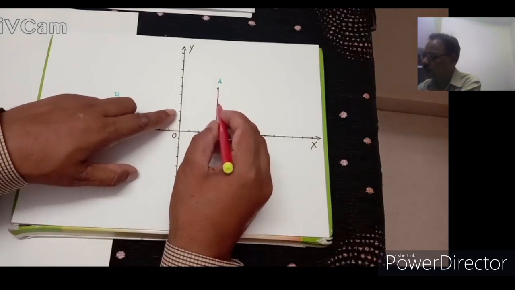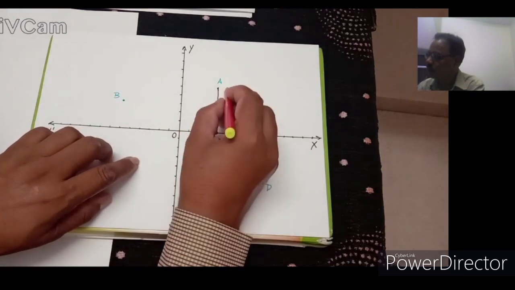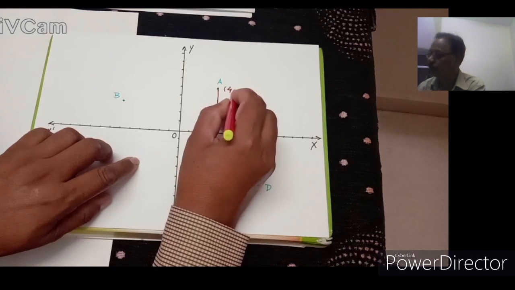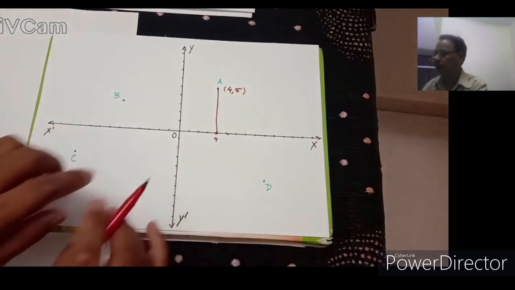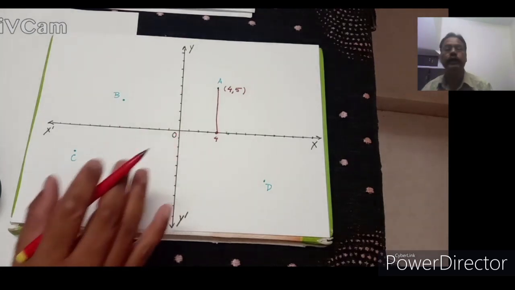1, 2, 3, 4, 5. So this is 5 and this is 4. So we can say that the coordinate of point A will be 4, 5. In this way we shall find out the coordinates of the given point on the Cartesian plane.